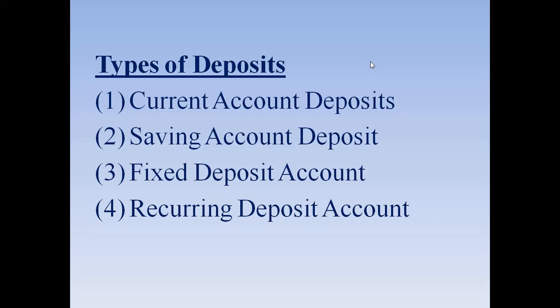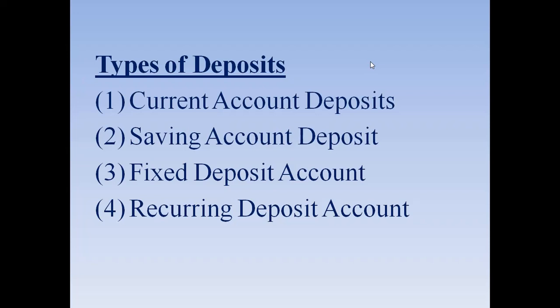Now the fixed deposit account. A fixed deposit account is a type of account which a person opens, and a certain amount of money is kept for a certain period of time. Let us say you open a fixed deposit account, or simply FD account, and you put 1,000 rupees for the next 2 years, which means for the next 2 years you cannot withdraw the money. That is why this type of deposit is also known as the term deposit account.